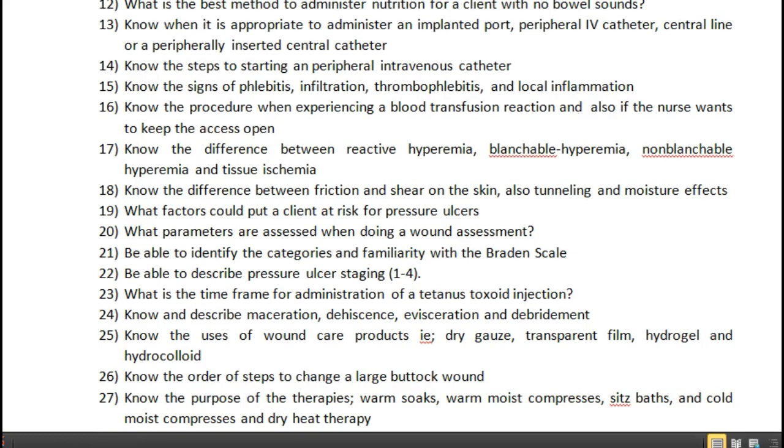Know the procedure when experiencing a blood transfusion reaction. We all know what that is, right? If you start seeing somebody having a reaction to a blood transfusion, because a blood transfusion is a different type of site. And when y'all get to med surg, y'all are really going to go into this stuff in depth. You need to always.